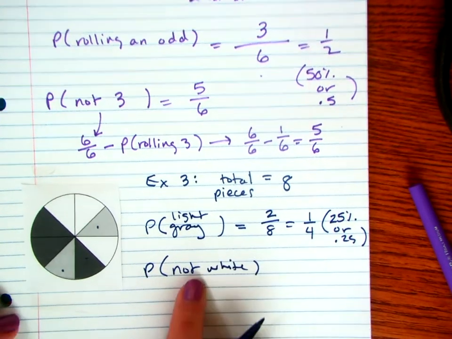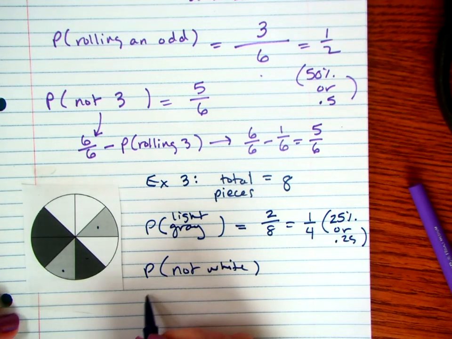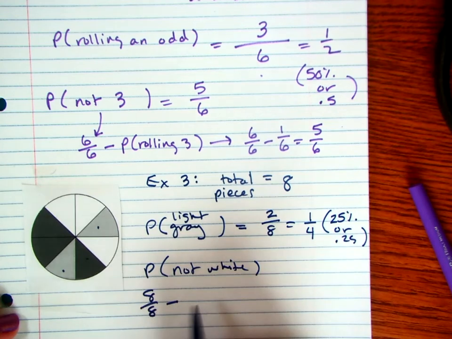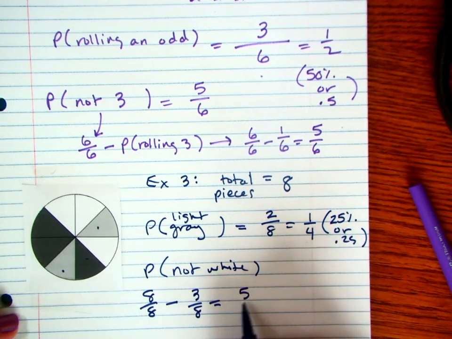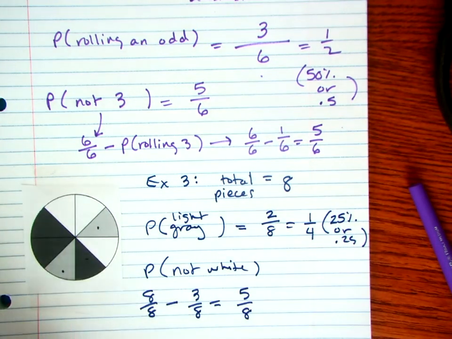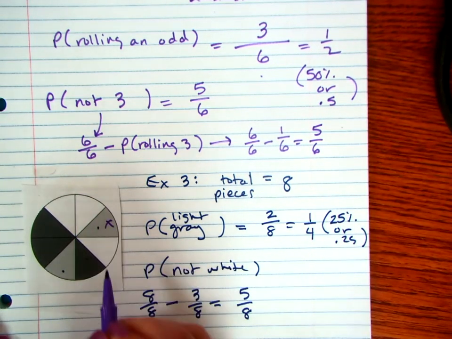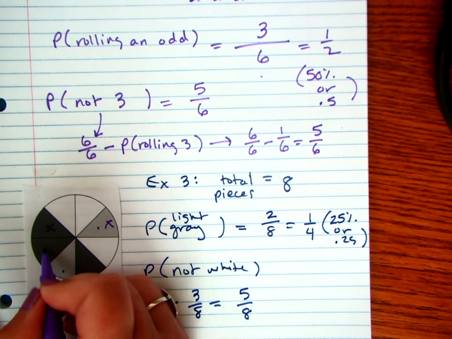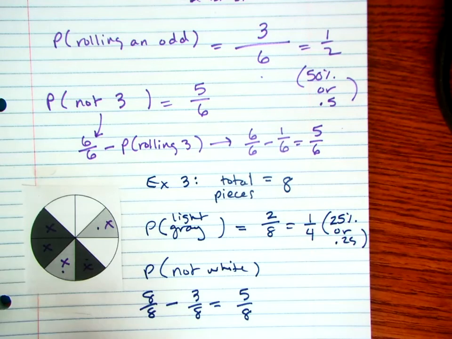But I might say something like the probability of not white. We can do it this way. There's 3 white. If I think of it as the total was 8 out of 8, and I'm subtracting my 3 out of 8, that gives me 5 chances in 8. Or you can just think of it this way, whatever wasn't white. So here I'm going to put an X on everything that wasn't white. There were 5 of them. That's why it works that way.